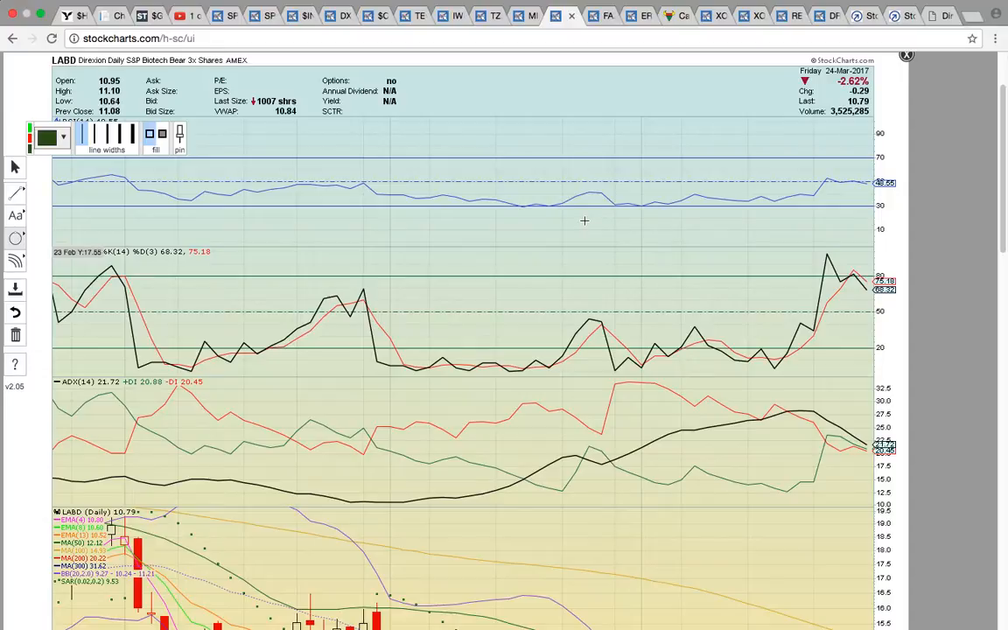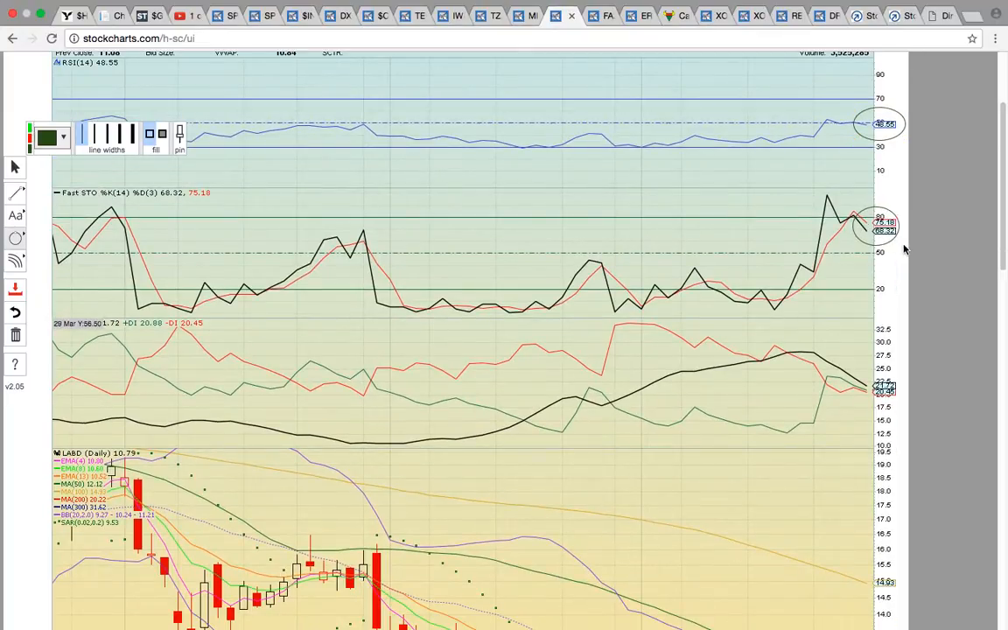This is LABD, the biotech bear 3 times, and if the biotechs start heading down and are under pressure, this would be one way to play the inverse of that. This would be a way to short the stocks, a way to go long on the bear side and on the downside. And so what you want to see is RSI get back above 50 if you're long LABD.